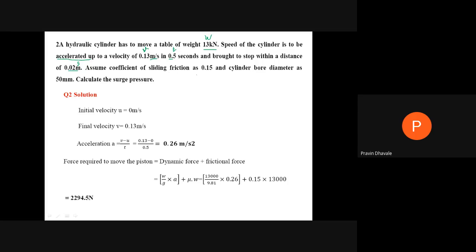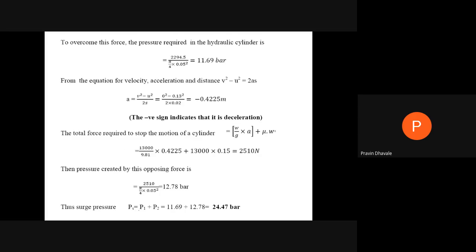Assume the coefficient of sliding friction, the friction coefficient, which you may write as mu, and the cylinder bore diameter is 50 mm, which you may write as capital D. You have to calculate the surge pressure. Surge pressure is calculated as PS, equal to P1 plus P2.